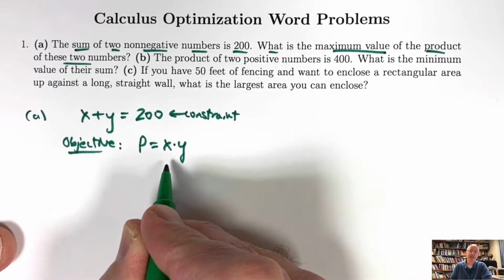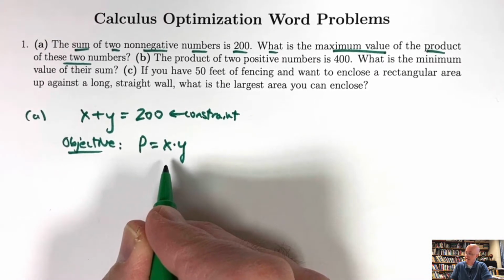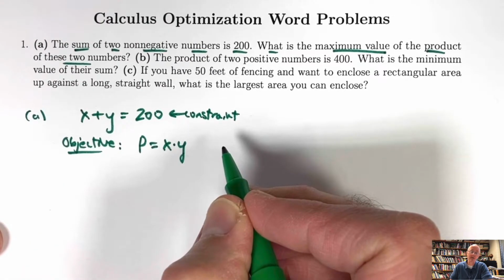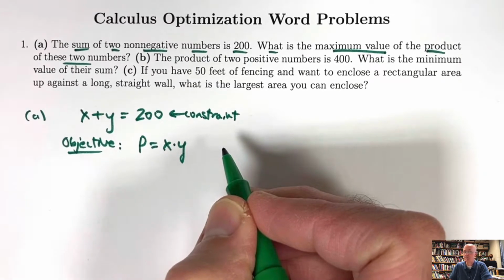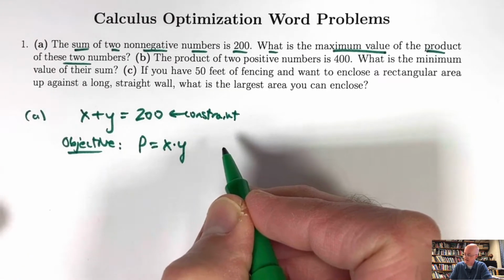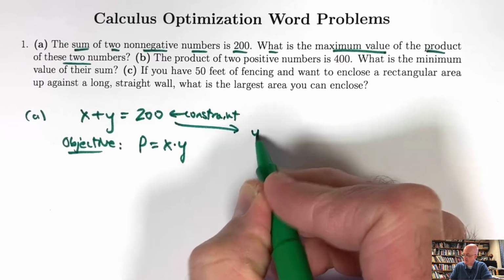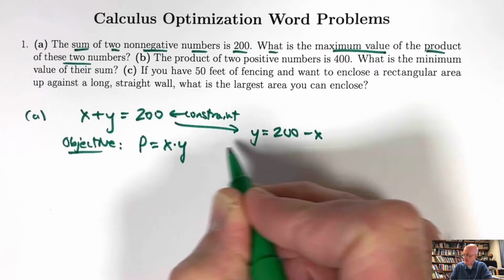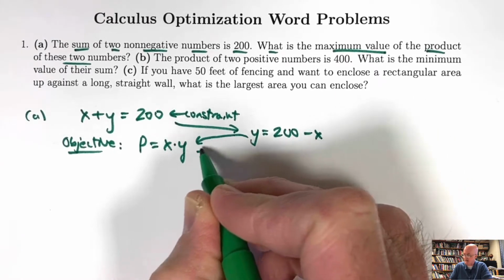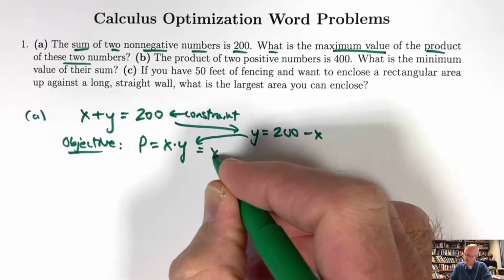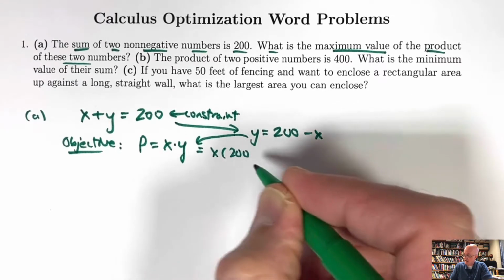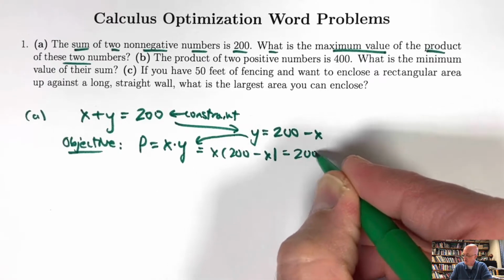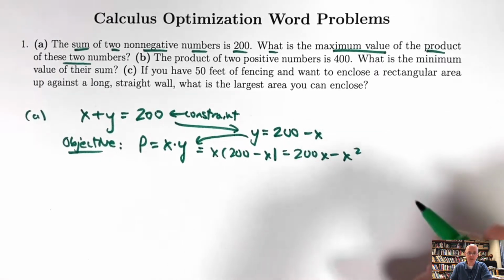Looking at this by itself, you say, hey, that's a function of two variables. However, because of the constraint, we can solve for one of the variables in terms of the other and write it as just a function of one variable and then use one variable calculus techniques. So take the constraint, solve for y in terms of x. I could also solve for x in terms of y, and then substitute that in place of y to get, again, a function of just x alone: x times, in parentheses, 200 minus x. That's a quadratic, 200x minus x squared when I expand it out.